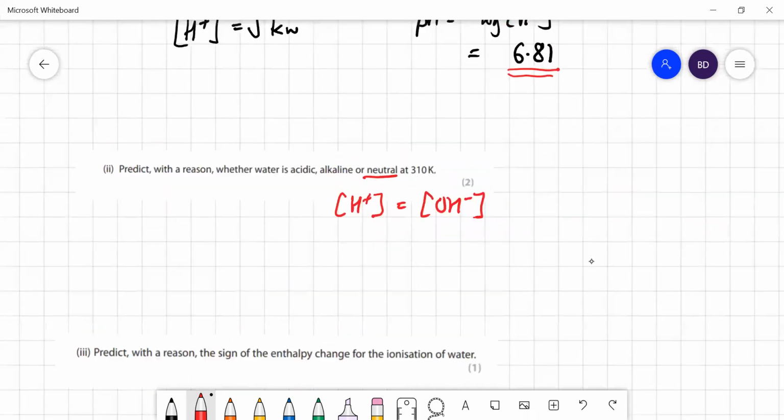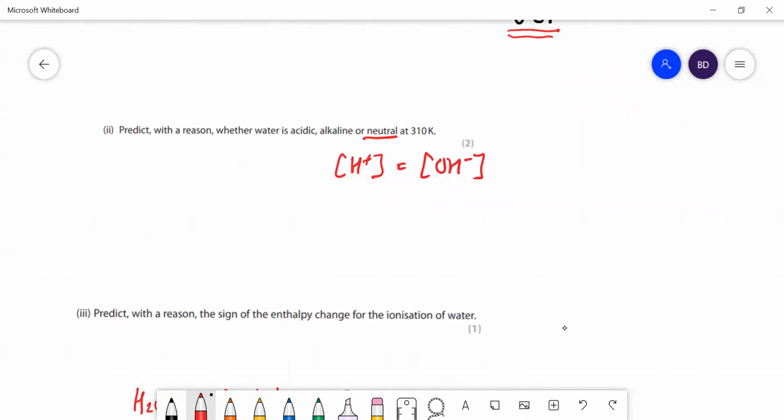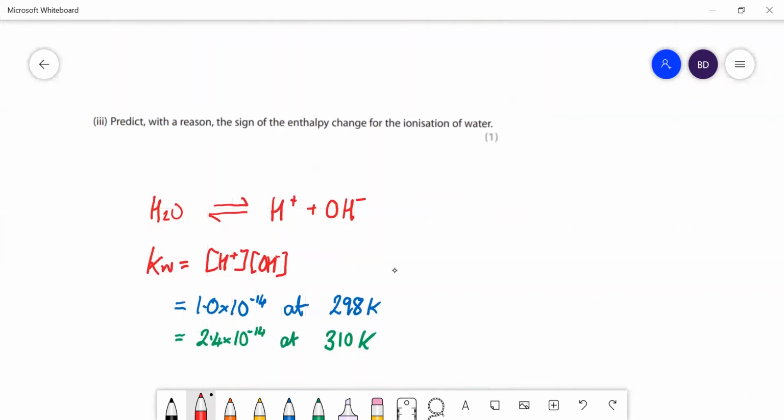Okay, predict with a reason the sign of the enthalpy change for the ionization of water. So I've written the equation down there that they've used: H2O going to H plus and OH minus. And we've got Kw is equal to the concentration of H plus multiplied by OH minus. Let's see what happens as you increase the temperature. At 298 Kelvin it is 1 times 10 to the minus 14. You increase it, it goes up to 2.4 times 10 to the minus 14.